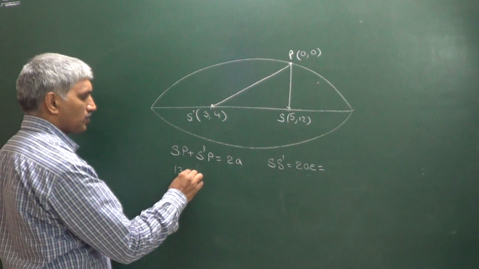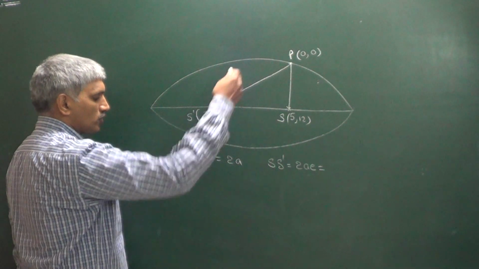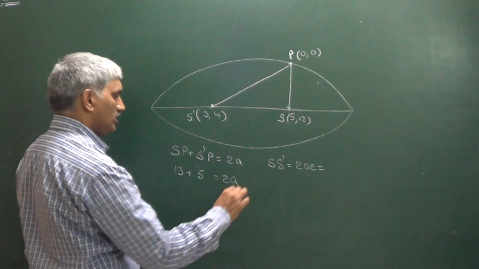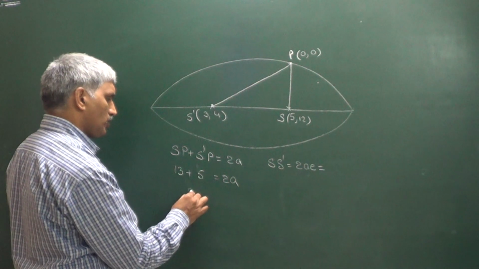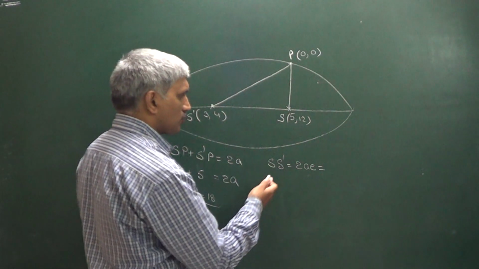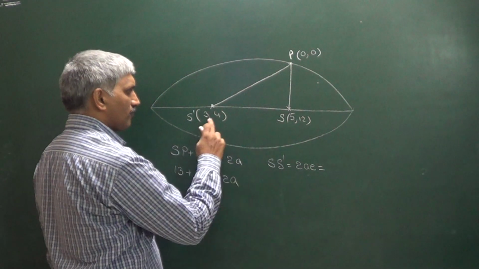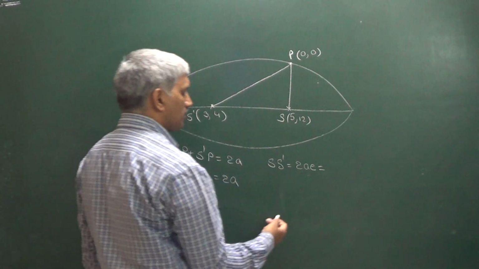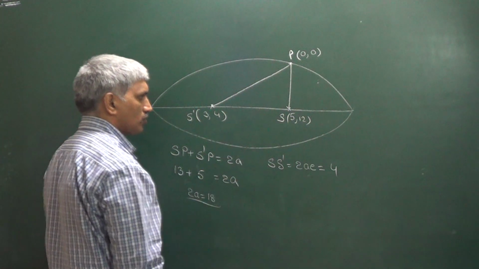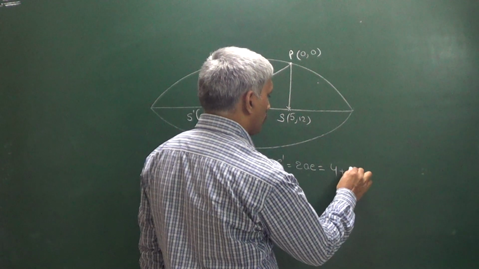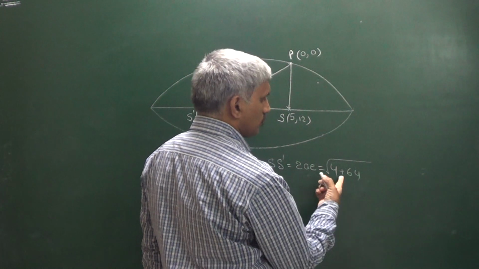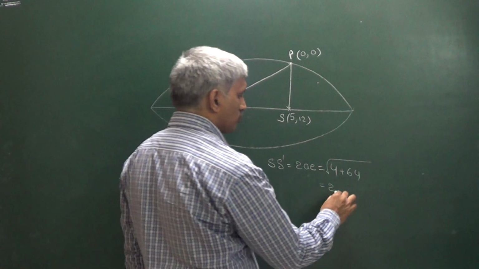Next, S'P is equal to the square root of 3 square plus 4 square, that becomes 5. So 2a is equal to 18. Right? Next, 2ae, the distance between foci: 3 minus 5 is 2 in magnitude, and 4 minus 12 is 8. Squaring, you will get 64 under root. So we are getting this value as 2 root 17, because 17 fours are 68.